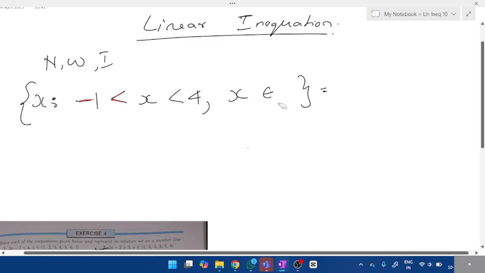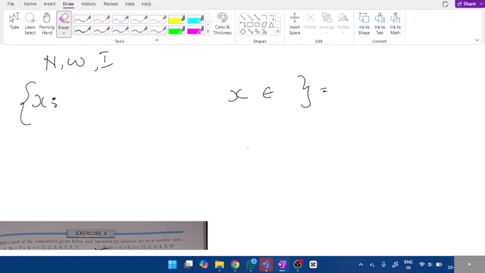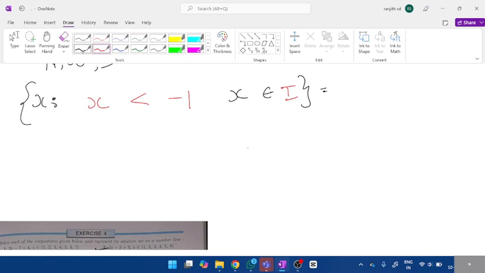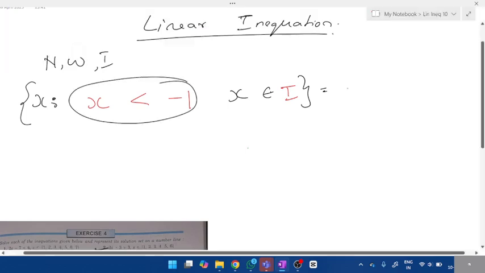One question I'll give you on integer. X belongs to I or Z. They'll give you the I alphabet or Z sometimes. And the equation is x is less than minus 1. Look at this equation and tell me the answer, Adya. What are the numbers less than minus 1? What values will you consider?